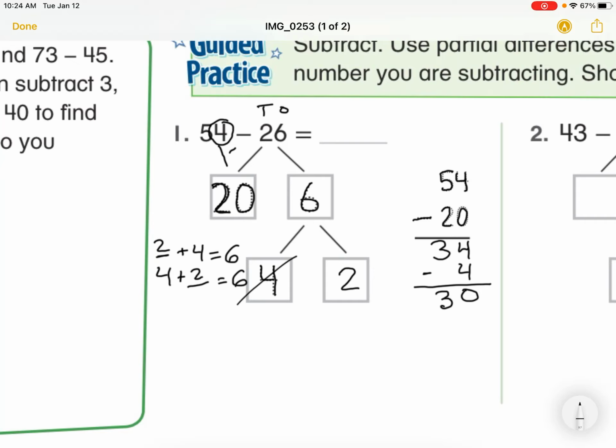My last step is now I still need to subtract the 2. So I'm going to subtract 30 minus 2 equals, well, I could count back. 30, 29, 28. So 30 minus 2 equals 28. So 54 minus 26 equals 28.